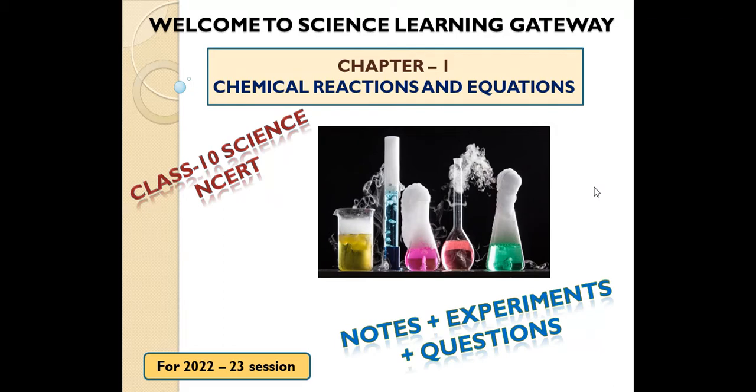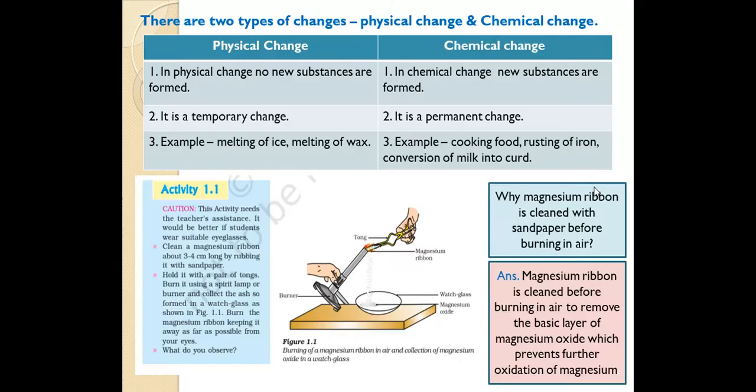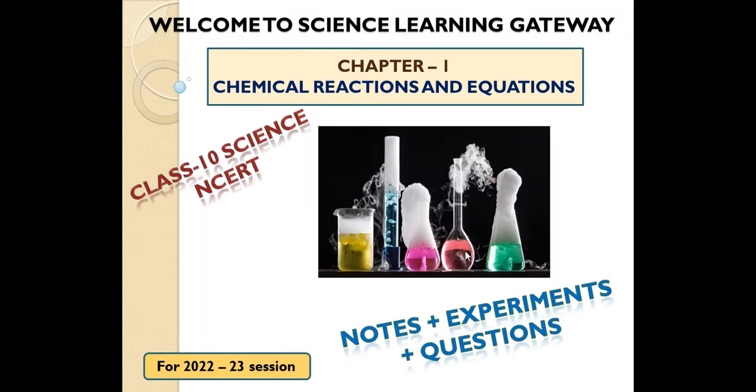So let's start with the lesson, chemical reactions and equations. From the name you can understand this chapter. In this chapter we are going to see how to write a chemical equation, how to balance the chemical equation, why there is a need for chemical reactions, and the types of chemical reactions. Everything we are going to discuss in this. We will follow the syllabus of the CBSE board.